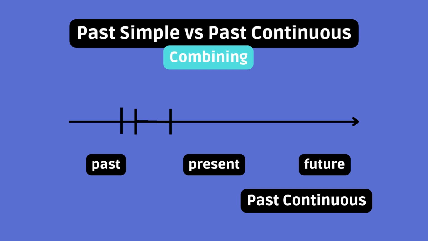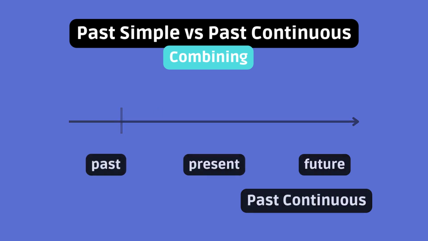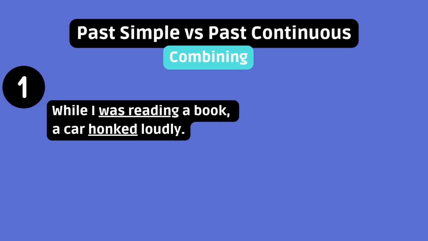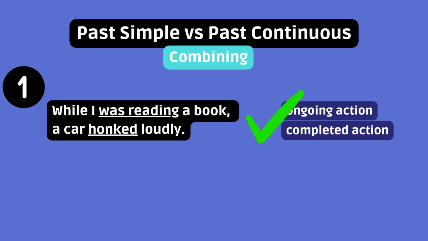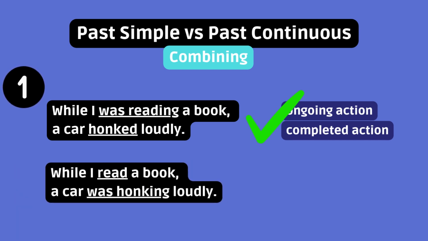Let's look at sentences combining these tenses and their underlying logic. While I was reading a book, a car honked loudly. Reading a book takes a while, but honking is short. It wouldn't make much sense if we said, while I read a book, a car was honking loudly. Reading a book isn't a short affair. And for how long can a car be honking?